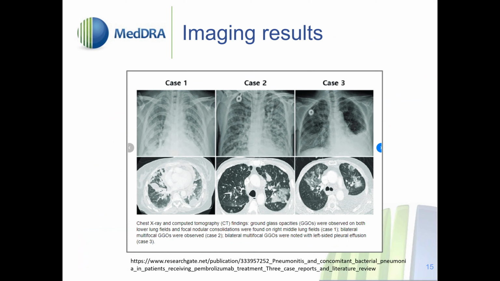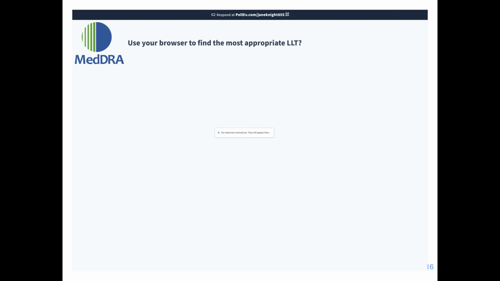So we're not clear. It seems from our references that predominantly it's a chest or lung result. So what do you think? Having seen those references, what would you code that to? You can use your browser.